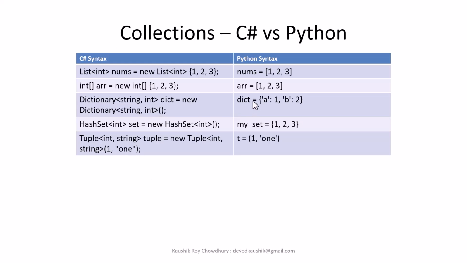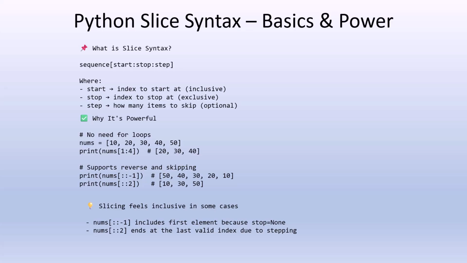Indexing is zero-based in both languages, but Python's slice syntax is powerful and compact. I just said that Python slice syntax is powerful and compact, so what is Python slice syntax? Let's revise it. I have done it in one of the lectures previously, but let's do it again. The sequence is start, stop, and step. Start is the index to start at, which is inclusive, and stop is the index to stop at, which is exclusive, and step is how many items to skip. This step is optional.